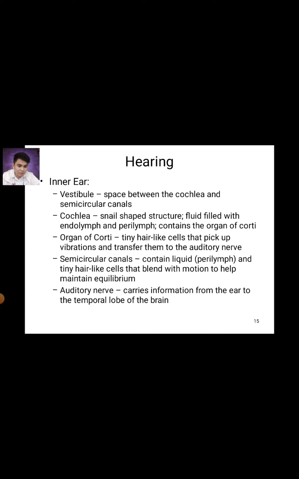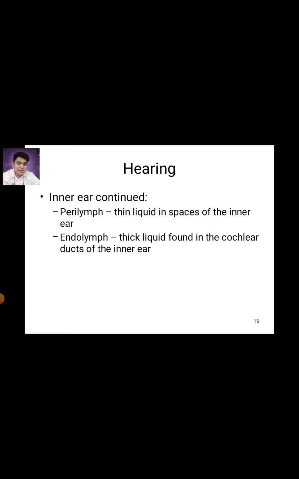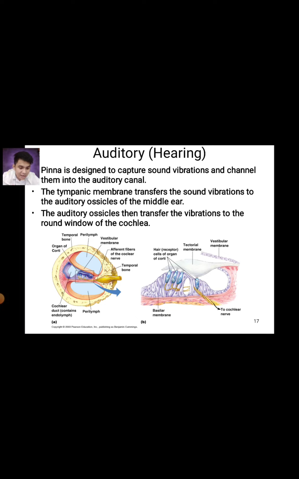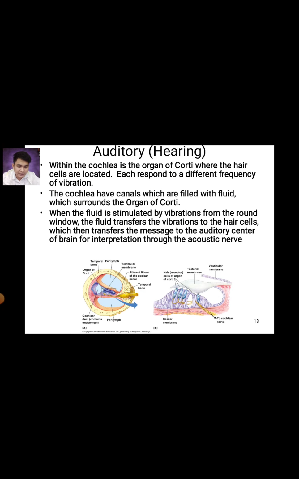Yan po pala yung sinasabi ko kanina po, no? Next is the inner ear continued. Number 1 is the perilymph, a thin liquid in the space of the inner ear. The endolymph is a thick liquid found in the cochlear ducts of the inner ear. The pinna, the tympanic membrane, the auditory ossicles. Basahin nyo na lang po or you can write down on your notes. The cochlea, nabanggit ko na po kanina.